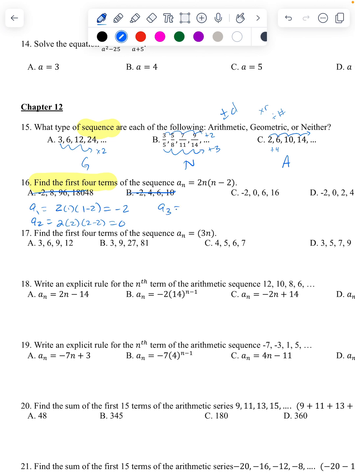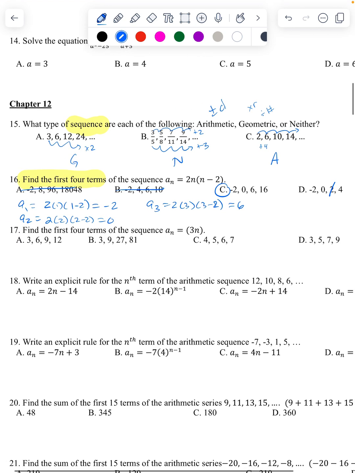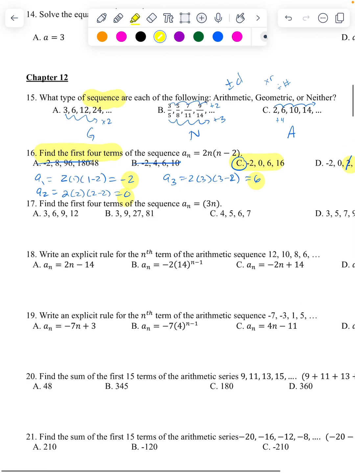My third number, I'm plugging in a 3 for n. Excuse me, and you would use your calculator for this. And that turns out to be a 6. So I need the third number to be a 6. So that means I'm on C, because I needed to have first a negative 2, then a 0, then a 6. And because I already was wrong in the third spot, I can narrow it down through elimination to C.